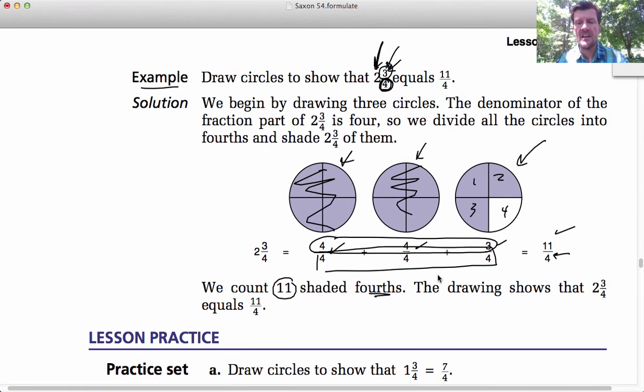The other way to say that is you've got two complete circles, and then you've got 1, 2, 3 of the fourths that are also shaded. So 2 and 3/4.